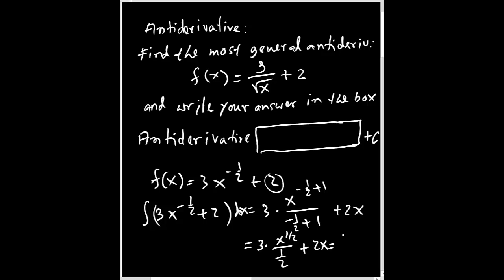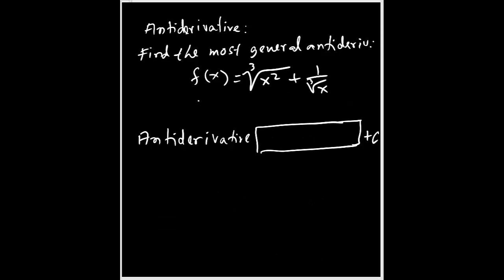Further, if you simplify, you'll get 6 square root of x, or you can say x to the half, either way you write. So I'm giving you 6x to the half plus 2x. That answer you can write here: 6x to the half plus 2x, and you are done.